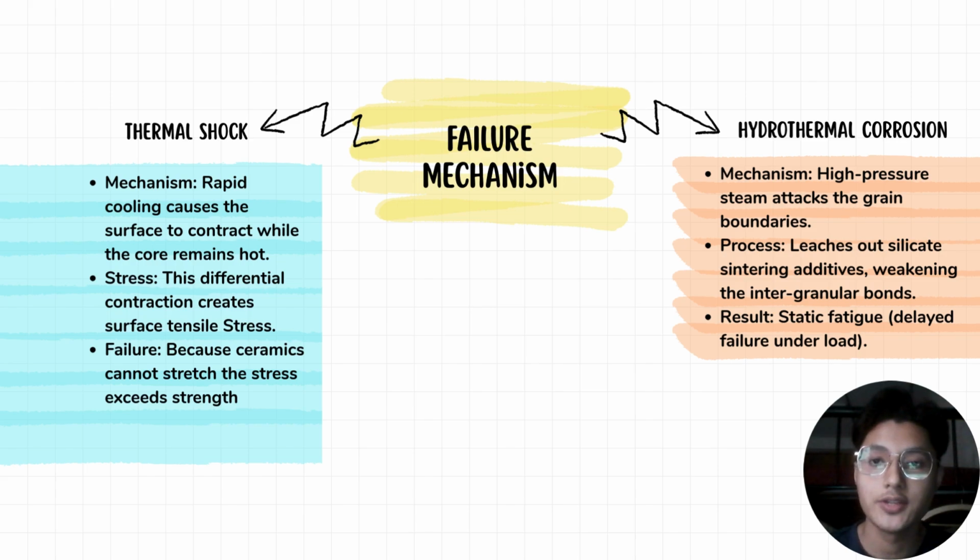Ceramic heaters fail due to thermal shock. So rapid cooling causes the surface to contract faster than the core. Then it creates surface tensile stress. So why does this happen? Because ceramic cannot stretch as there is no slip system. Then it can cause surface flaking. Secondly is hydrothermal corrosion. So high pressure steam attacks the grain boundaries and causes static fatigue.